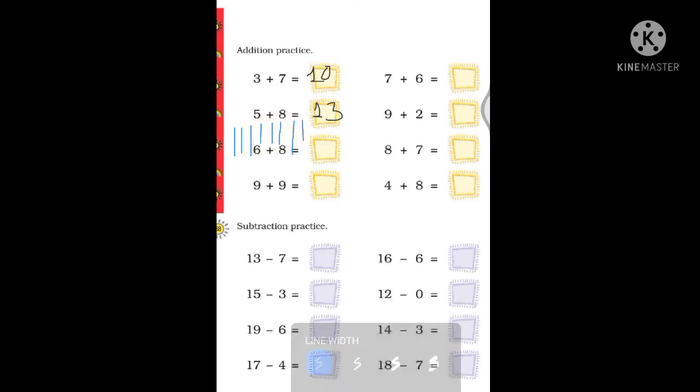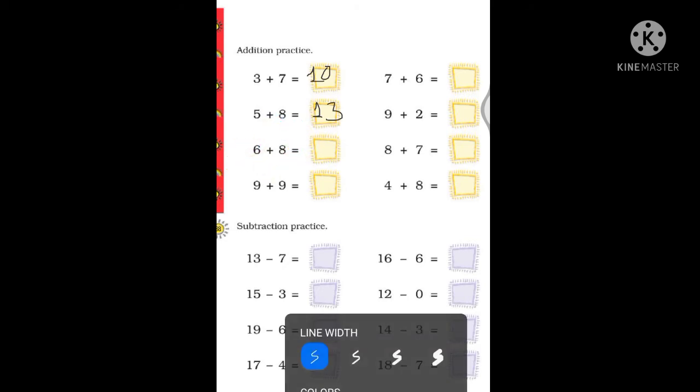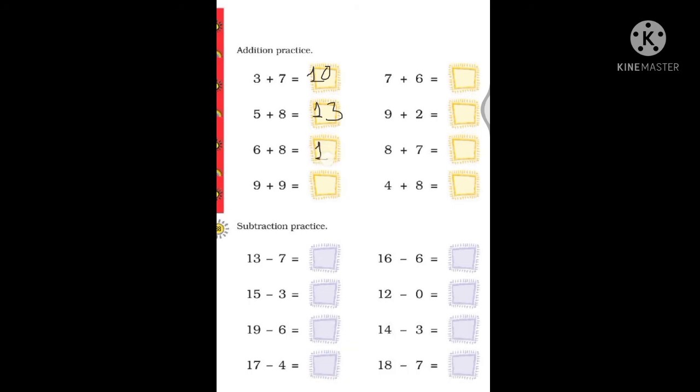1, 2, 3, 4, 5, 6, 7, 8. Now after 6 we have to count till we complete all these 8 sticks, right? So after 6: 7, 8, 9, 10, 11, 12, 13, 14. So what do we get, students? We get answer 14. So if we do 6 plus 8, we get answer 14. Is that clear to everyone?